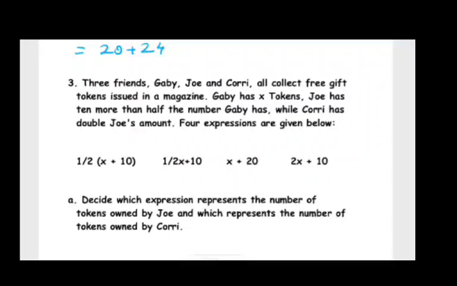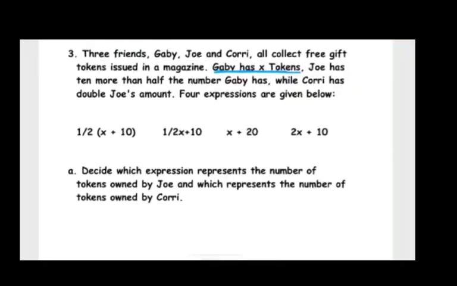Corey. So here they say there are three friends, Gabby, Joe and Corey. All collect free tokens issued in a magazine. Gabby has x. So we know Gabby has x. Joe has 10 more, so 10 more than Gabby. 10 more means add 10. And then it says 10 more than half the number of Gabby. So half of Gabby's, plus 10 more.